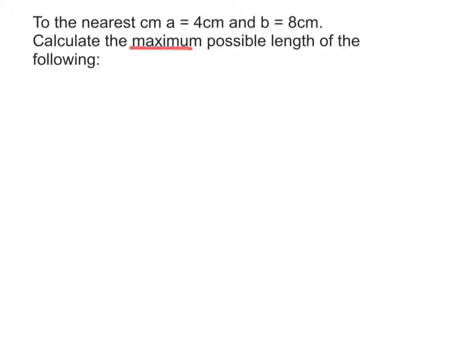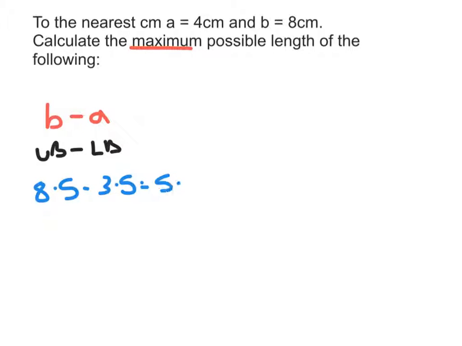For the maximum possible for adding and timesing, you just find the upper bound of both values and add or multiply them. So if we're doing B take away A, and we'll find the maximum, we would need the upper bound take away the lower bound. So the upper bound of B, which is 8.5, take away the lower bound of A, which is 3.5, gets you the answer of 5.